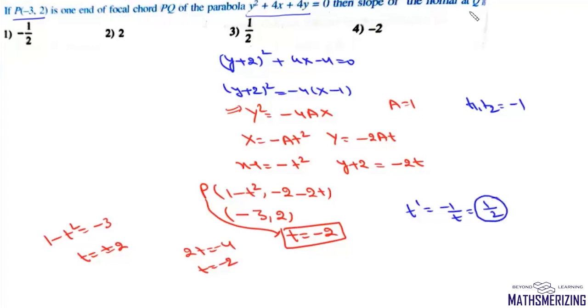Now what is the slope of normal at Q? Slope of normal at any point Q is minus t dash, and there'll be minus 1 by 2. So the answer to this question is simply option number 1.